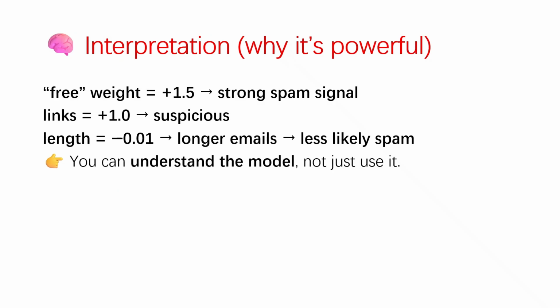These weights show how each feature influences the prediction. A positive weight, like free equals plus 1.5, means it pushes the email toward being spam, and since it's large, it's a strong signal. Links equals plus 1.0 also increases the chance of spam, but not as strongly. A negative weight, like length equals minus 0.01, means longer emails are slightly less likely to be spam. So overall, the model combines these effects to decide. More free and links, more likely spam. Longer email, slightly more likely not spam. This is why logistic regression is powerful. You can understand why it makes a decision.